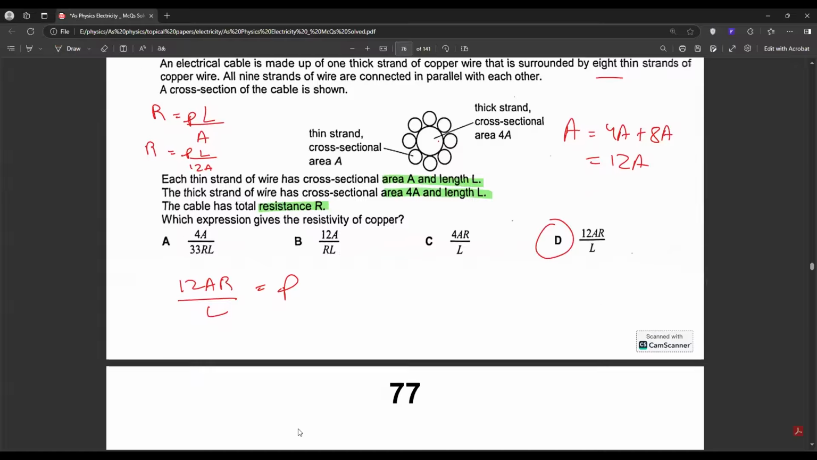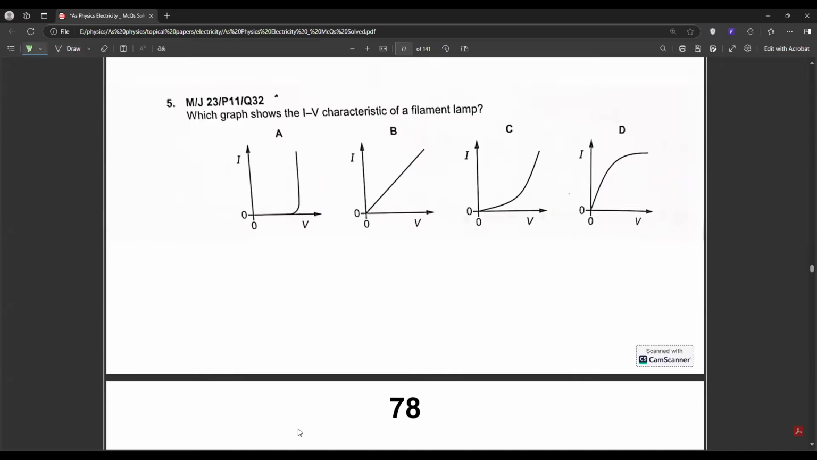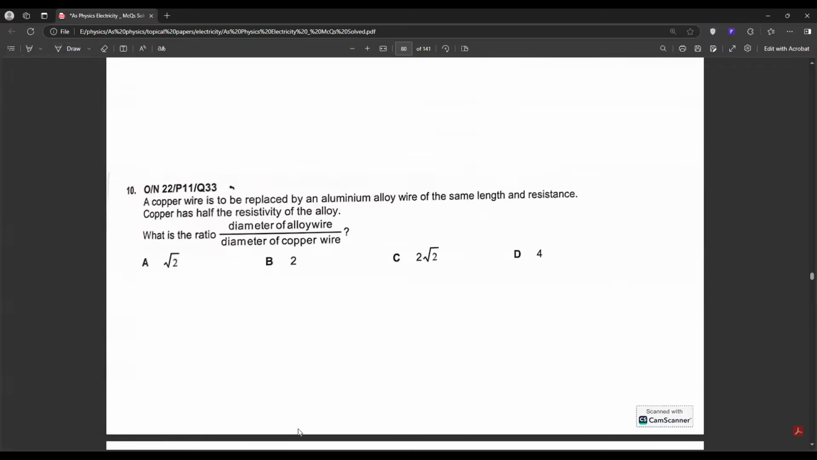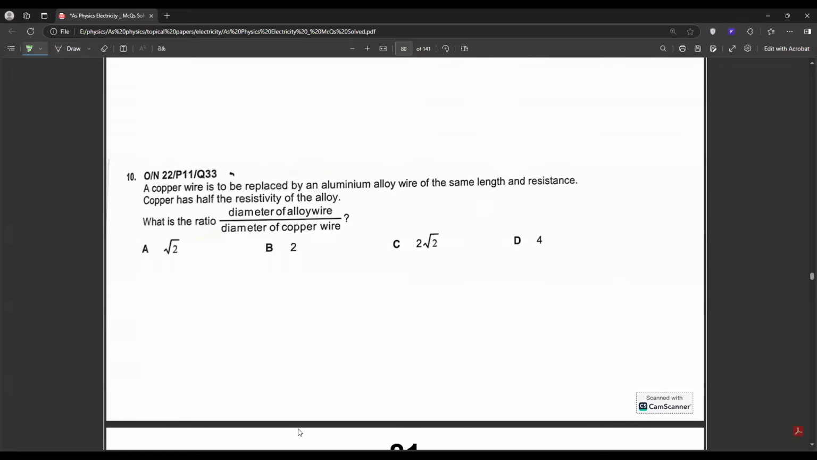Let's further move ahead. Which graph shows the current versus voltage characteristics of a filament lamp? Always remember the current versus voltage graph for a filament lamp will be a decreasing curve. D is your answer. Let's further move ahead. Let's see this. A copper wire is to be replaced by an aluminum alloy wire of the same length and resistance. Copper has half the resistivity of the alloy. What is the ratio of the diameter of the alloy wire divided by the copper wire?